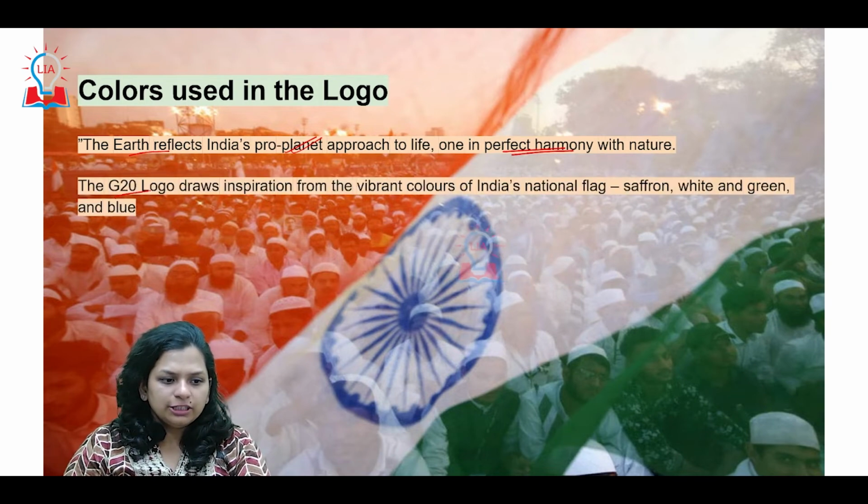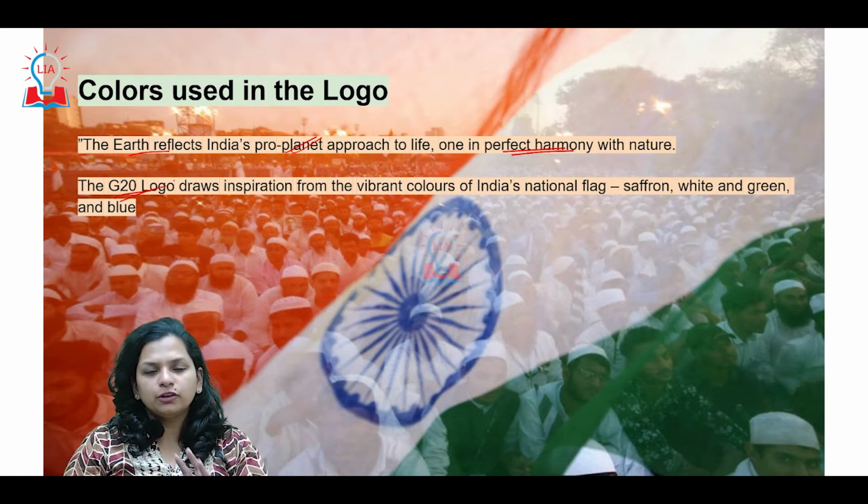Also, the G20 logo has drawn a lot of semblance, as I was just mentioning, to the Indian national flag.